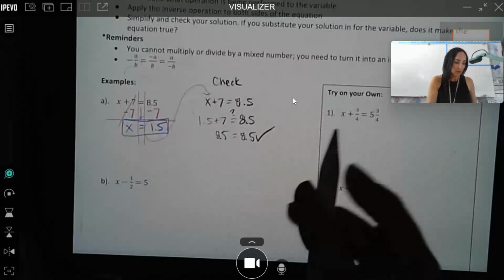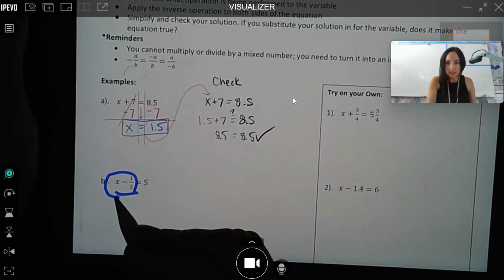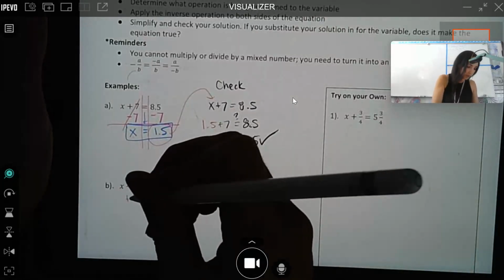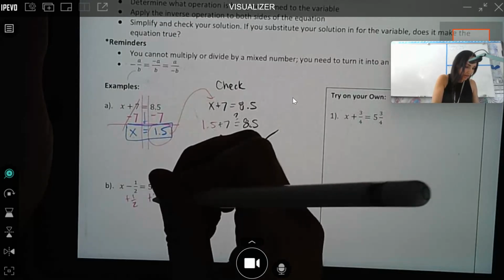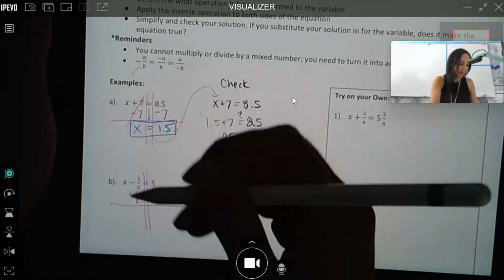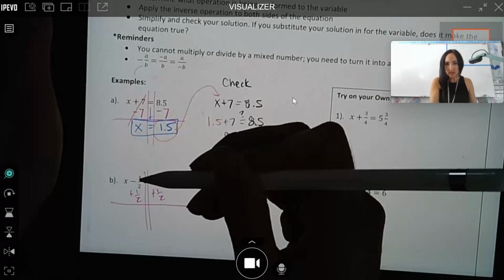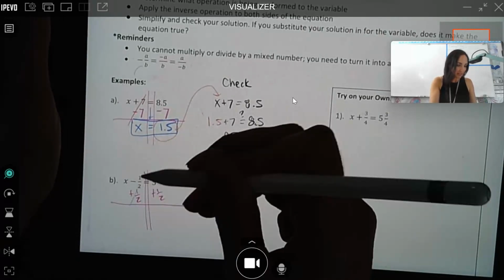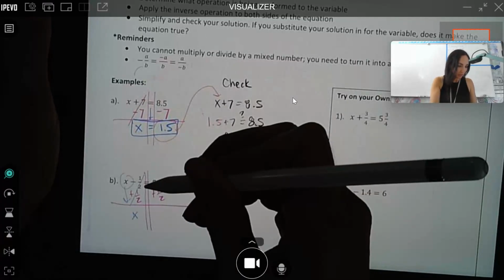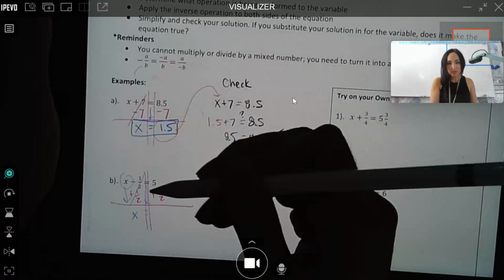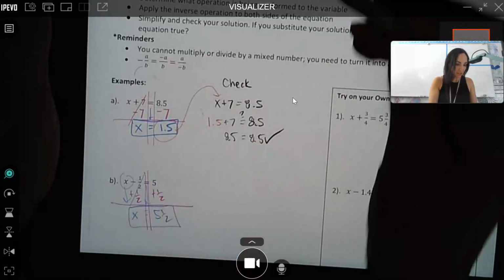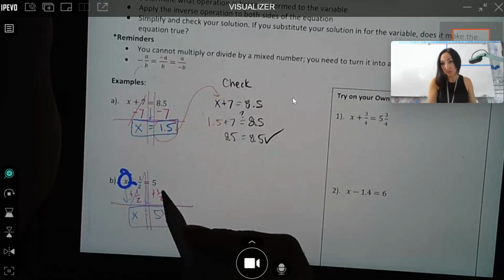The next one, I look at what's happening to x. We're subtracting a half from x. The opposite of subtracting a half would be adding a half. So I'm going to add a half to both sides of my equation, and then I'm just combining like terms. Negative a half plus a half is 0, and I'm just left with that x. I can bring my equal sign down, and 5 plus a half gets me 5.5. I'm just going to mentally check this one. Is 5.5 minus a half equal to 5? Yes.